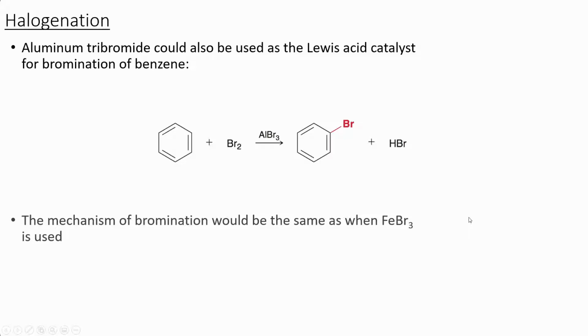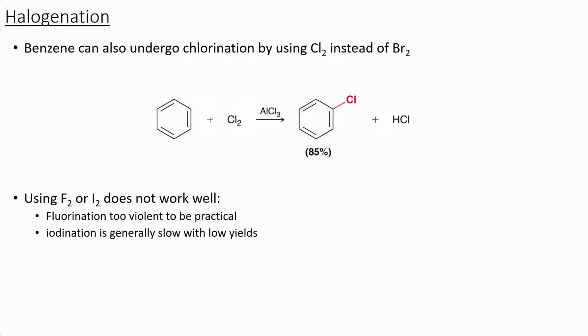Not just iron will work for this reaction, but we also have the opportunity to use aluminum tribromide. So we have two potential catalysts, aluminum tribromide and iron tribromide. Both of these catalysts will work for this reaction. Benzene can also undergo chlorination, and this would use Cl2 and aluminum trichloride, or iron trichloride. So we can chlorinate and we can brominate, and both have the same mechanism.